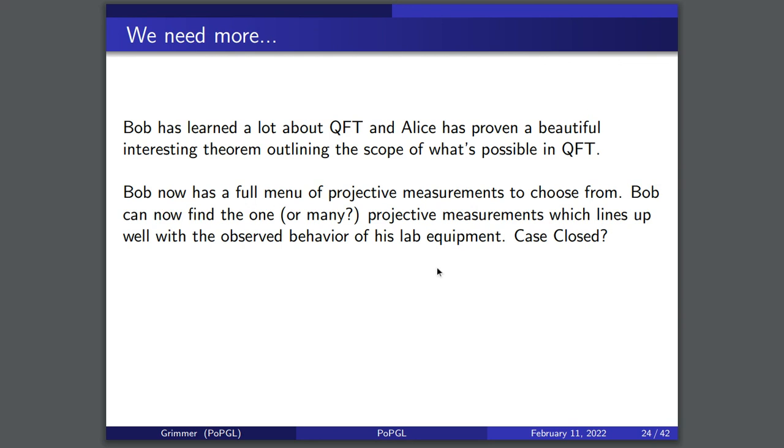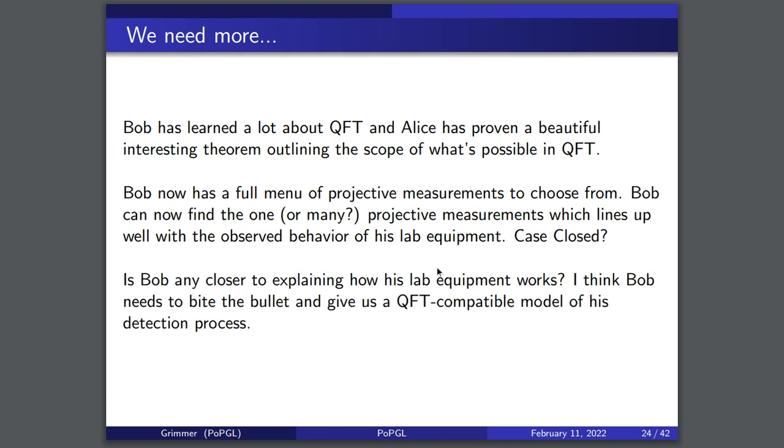So, is this case closed? Has Bob satisfactorily explained his experiment and how this piece of his experiment works? Is Bob really any closer to explaining how his lab equipment works? I think it's pretty clear that he's not. I think he's just looking for, just like in the previous cases, some mathematical object which has a one-to-one sort of pattern matching with what's going on in his lab. And I think you need more than that to explain what's going on here.